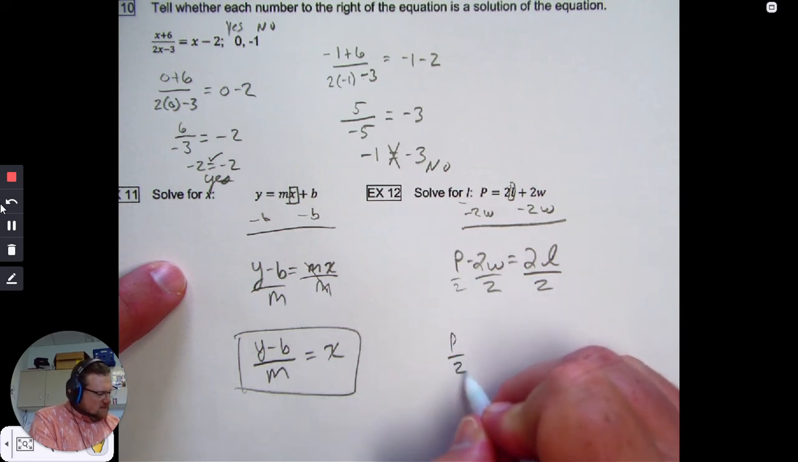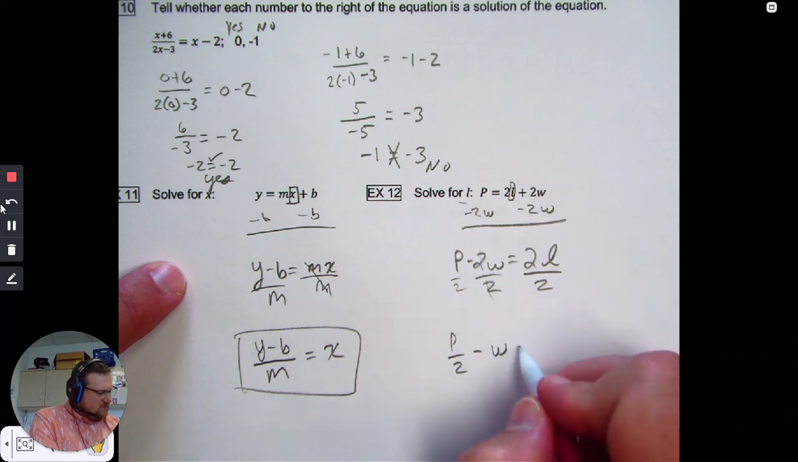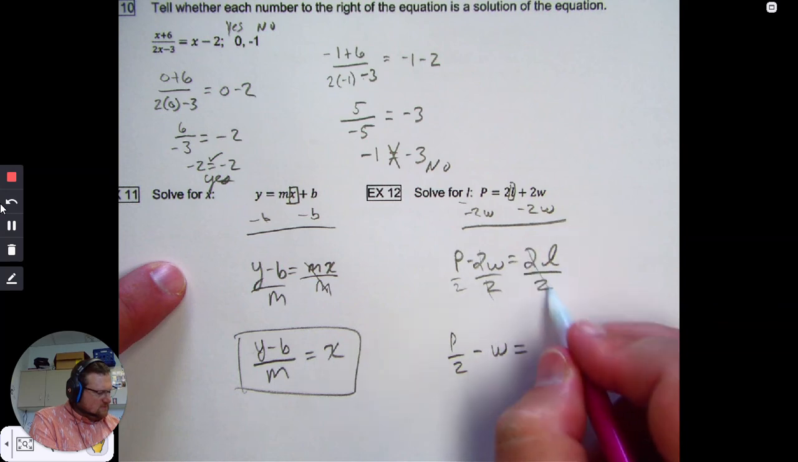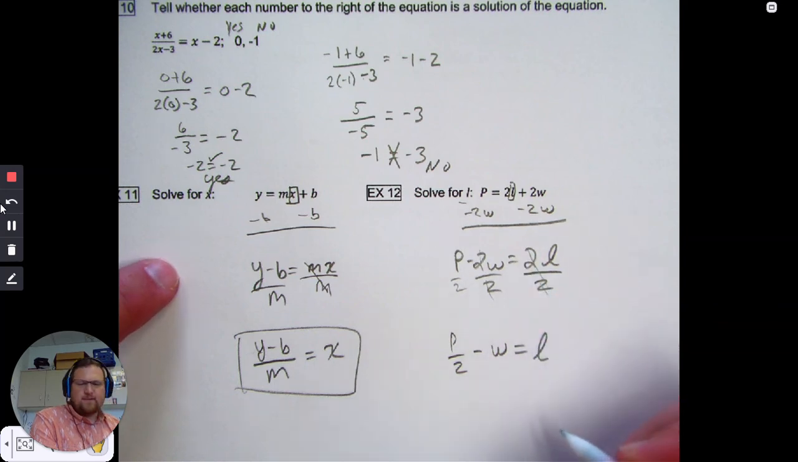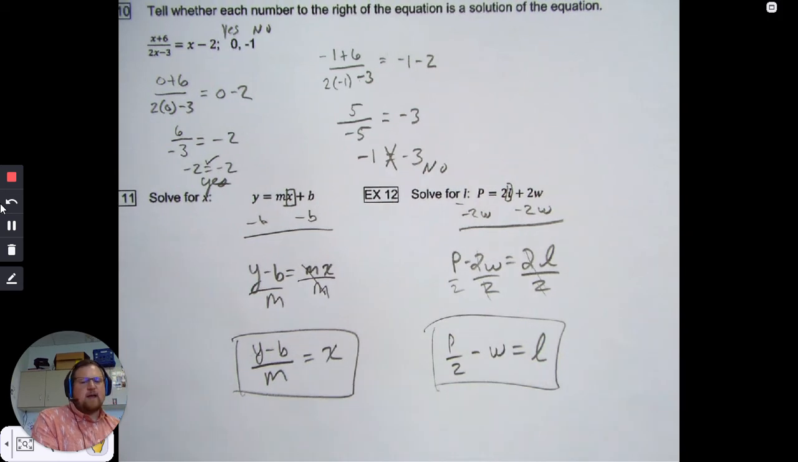So P divided by 2 minus, well I have 2 divided by 2 here, so those would cancel each other out, and you're just left with w equals L. So now we've solved for L. So L equals P divided by 2 minus w.